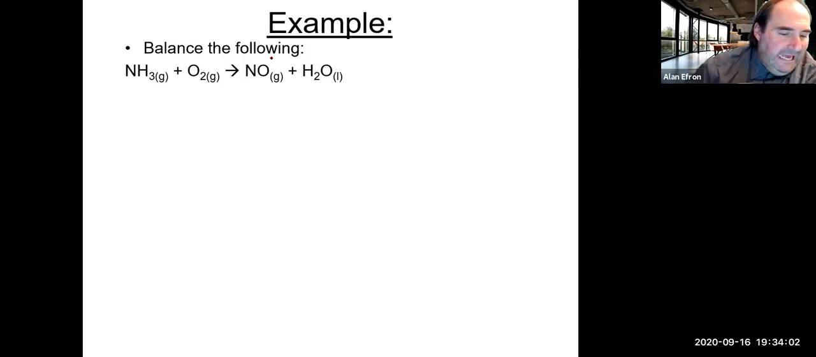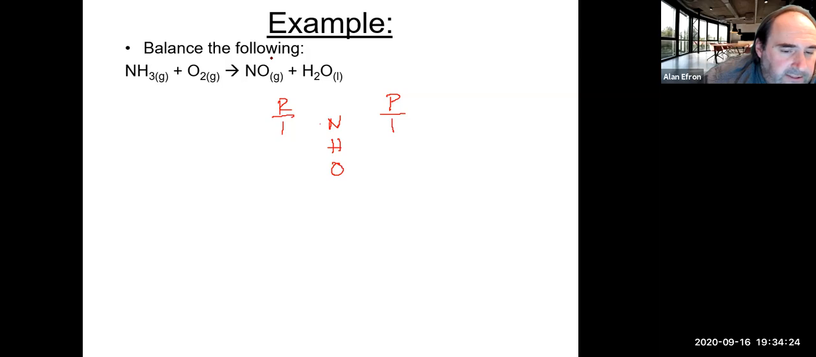Okay, let's see how we're doing on this one here. I see something floating through, so let's see how we did. We have our reactant side and our product side in this case, and we have nitrogen, hydrogen, and oxygen happening. On the left-hand side, we have one nitrogen. Right-hand side, we have one nitrogen, so that's good.